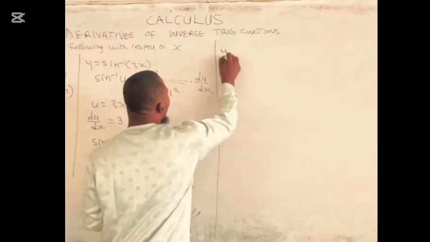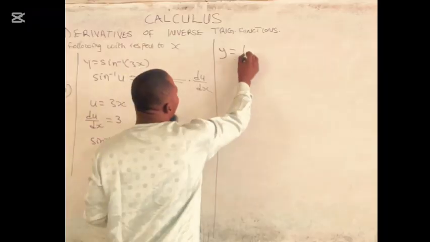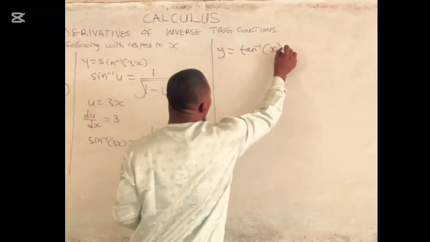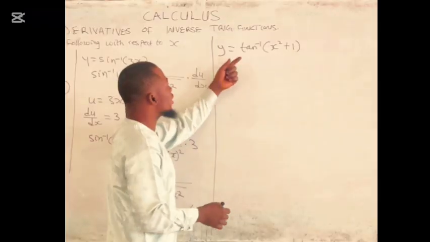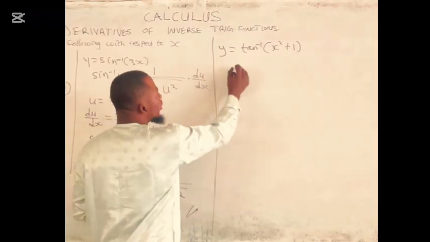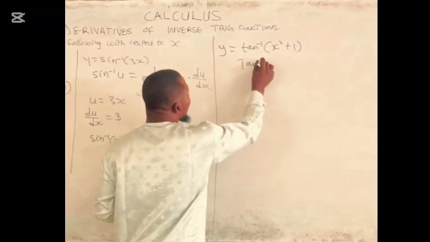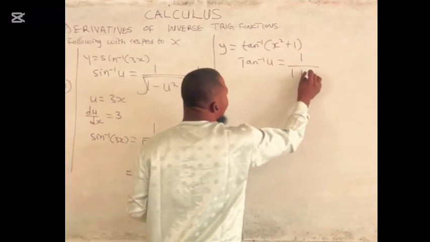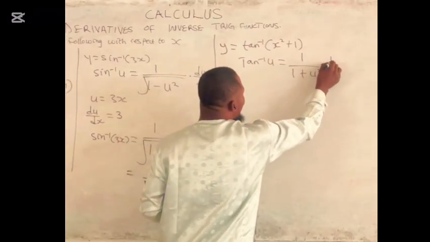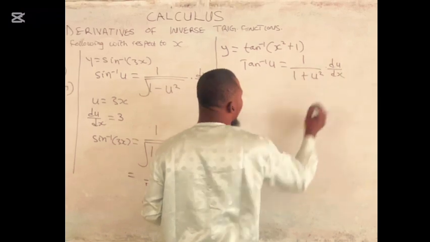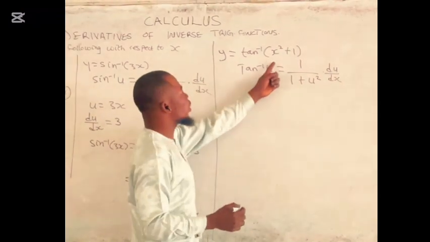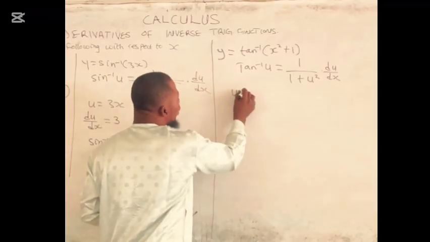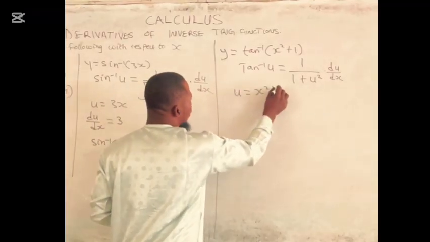The second question is y equals tan inverse of x squared plus 1. The identity for the derivative of tan inverse of u is equal to 1 over 1 plus u squared, multiplied by du/dx. In this case, our u is x squared plus 1.